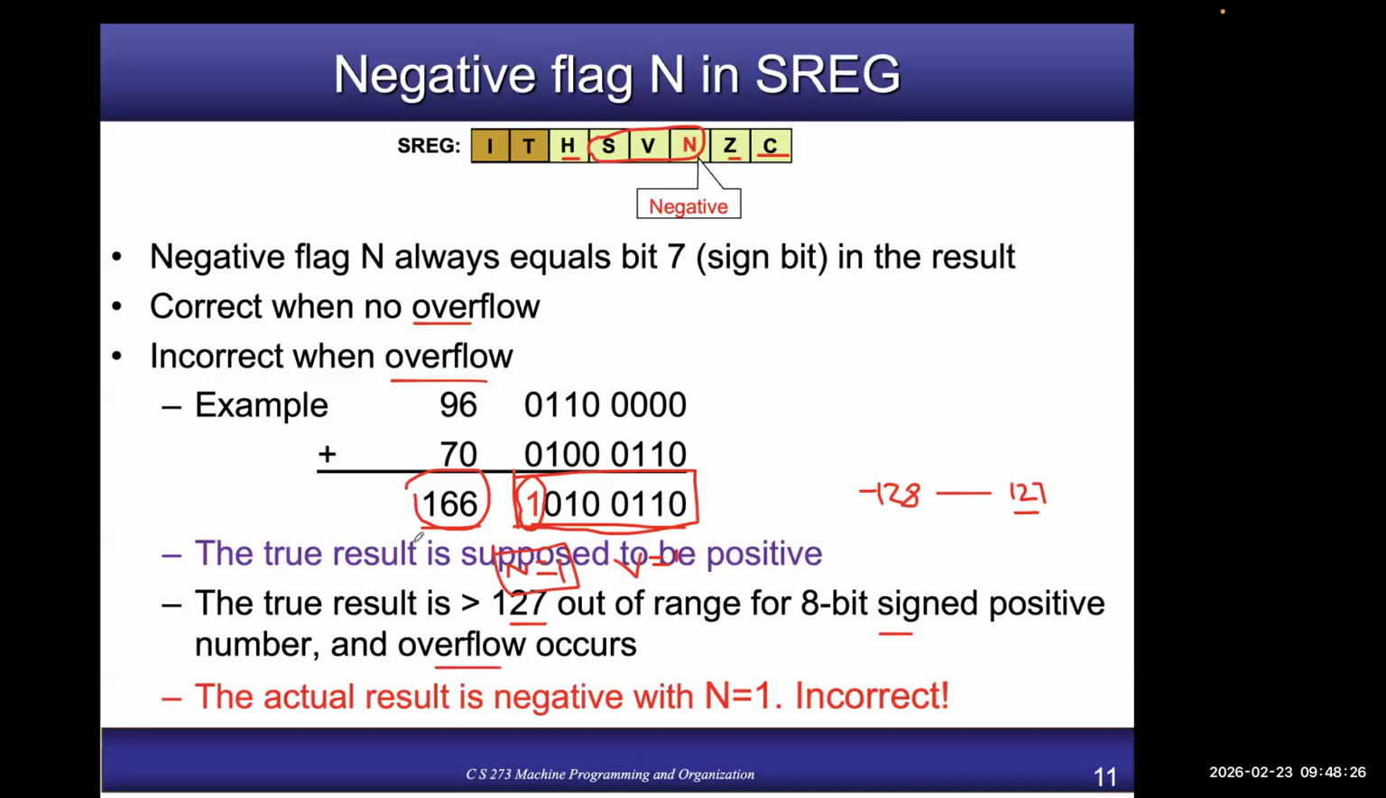So here the true result is 166, but the actual result which we see in the register, if we look at this 8-bit number, is a negative number. Why is it a negative number? Can you convert 10100110, treat it as an 8-bit signed number, and convert it into decimal form? Go ahead, you have 30 seconds.